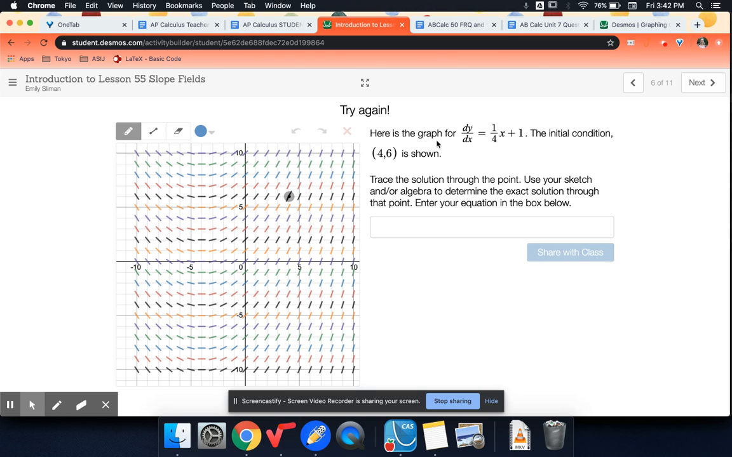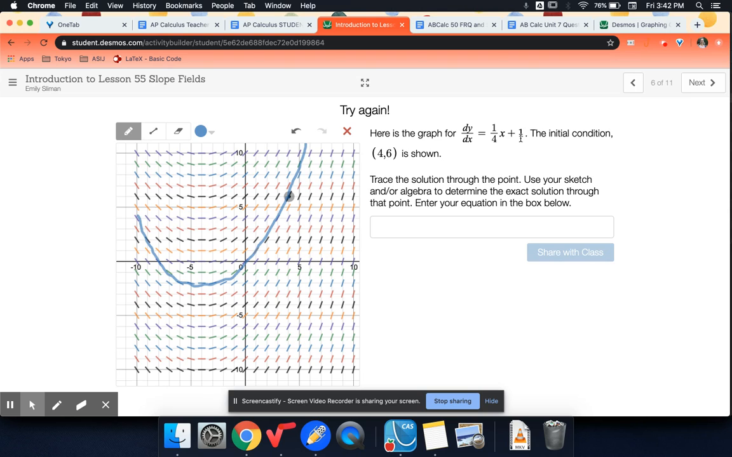All right, so I'm going to try and follow 4, 6. So trace through the point. So this looks like it's going up this way. Keep going up. And now coming down, it looks like it's going sort of this way, following along. And now it looks like it's curving back up. So this to me sort of looks parabolic, I would say. And in fact, this is something we know how to integrate.